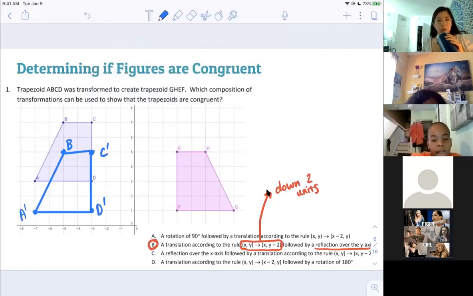I chose A because I wasn't looking properly at the rule to see that it was down 2 units. That's why. Yeah. I can see why people choose C, though. What does this one say? This blue one. It's saying that you move it 2 units to the left instead of moving it down, and then you reflect it across, and then you don't even reflect it. You just move it 2 units back.